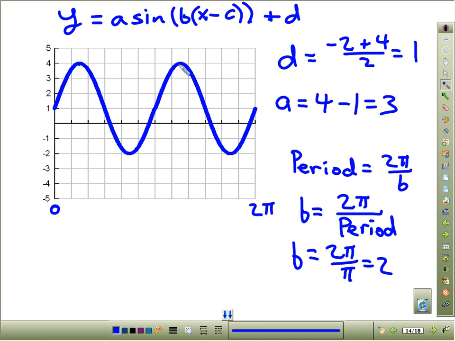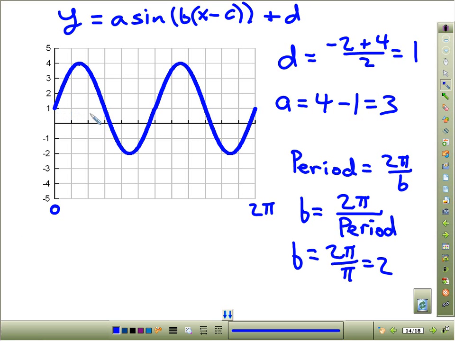Now, on to C. It doesn't appear that there's any phase shift, any horizontal shift here, right? Because it looks as though this graph has simply been raised up and stretched out a little bit. So, in other words, it doesn't look as though it's been moved to the left or right. So I would say we're safe in assuming that C is 0.